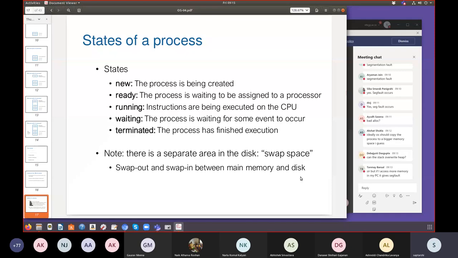And then again, suppose this event for which the process was waiting finally occurs. So now the process is ready again. Then it can be swapped in into the memory. So just remember about this concept called swap space.